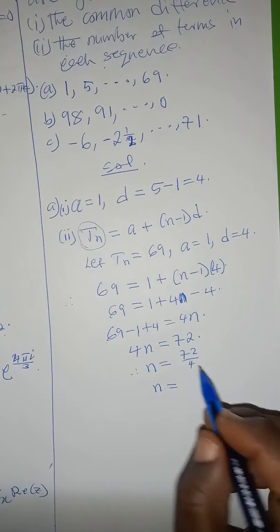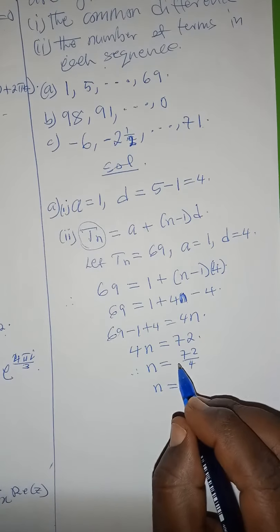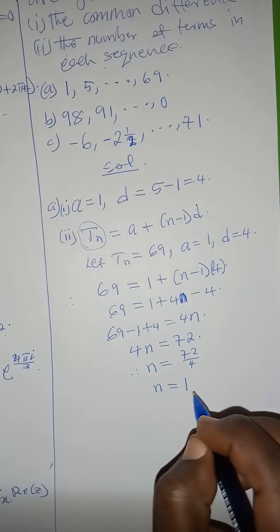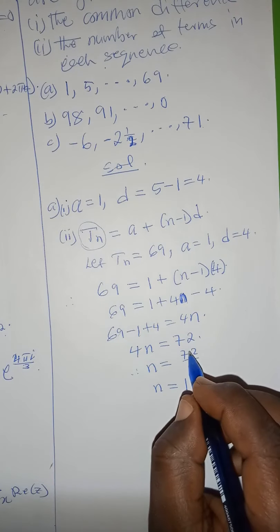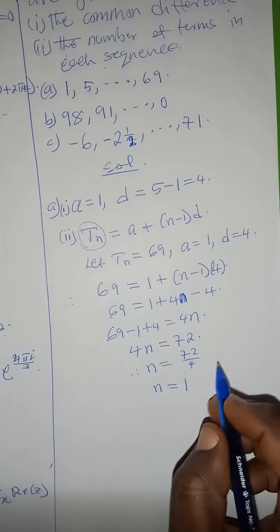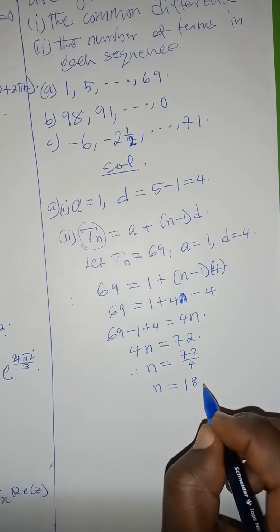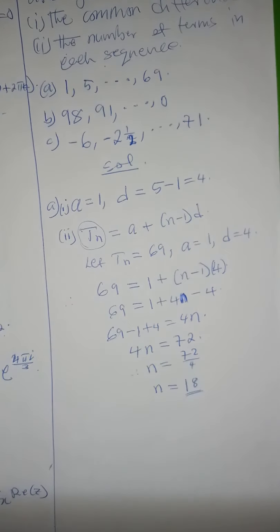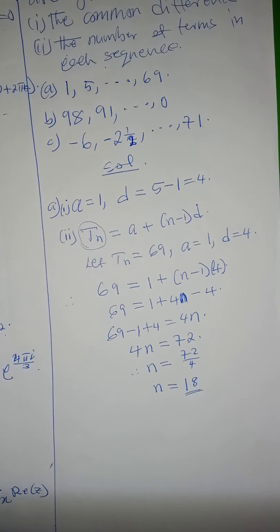You see, how many times can 4 go in 72? 4 can go in 7 one time, remainder 3. 4 goes in 32 8 times, so you have it. So the number of terms is 18. That AP has 18 terms.